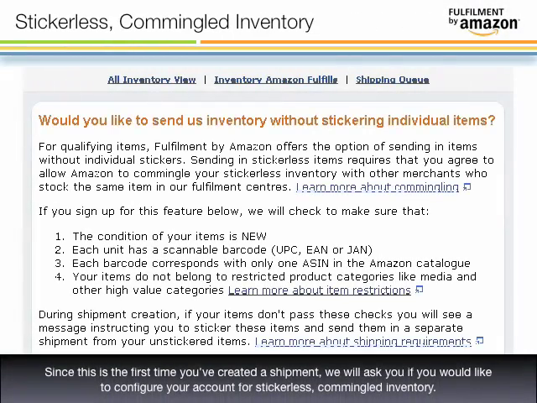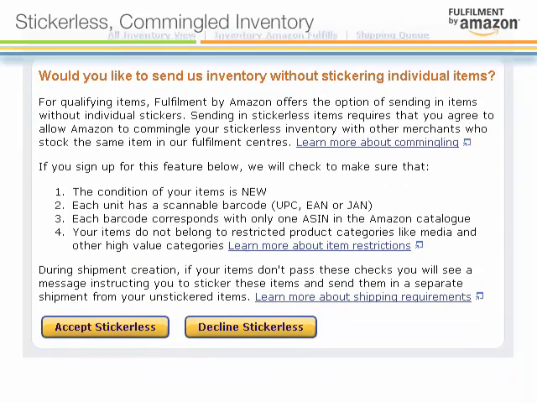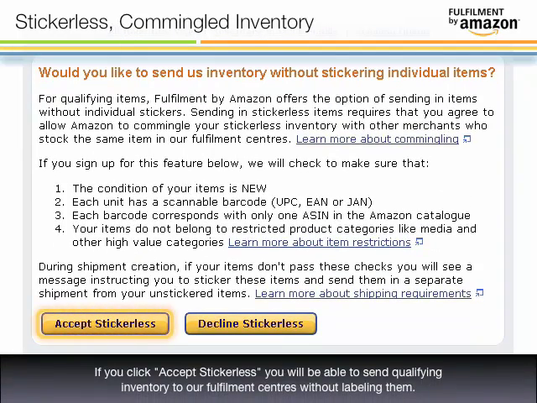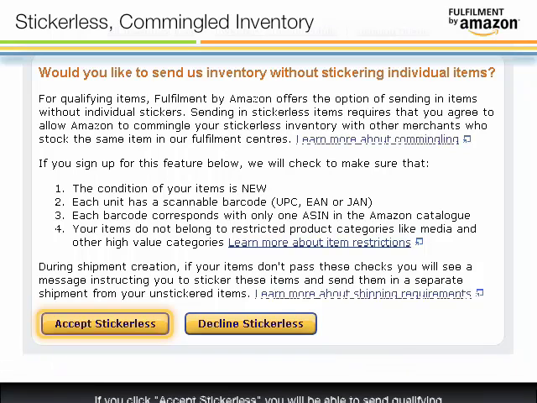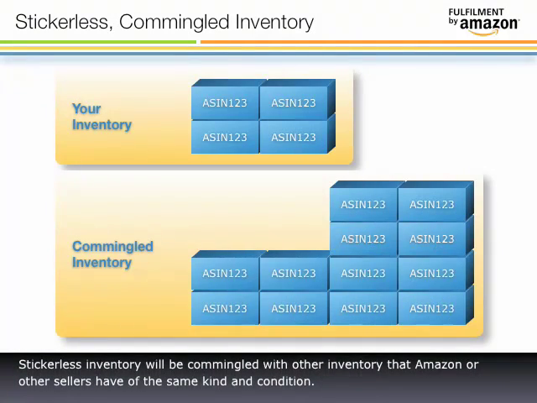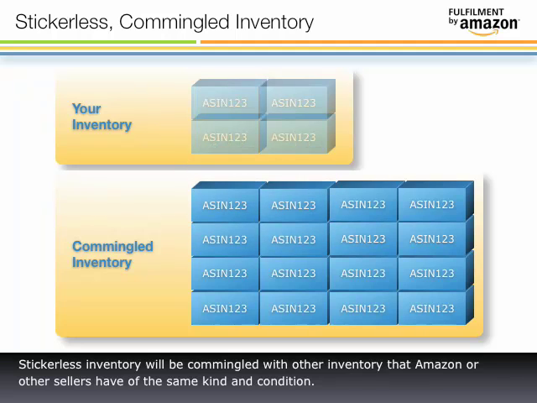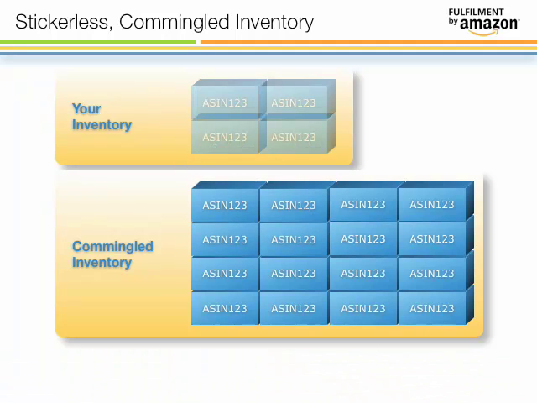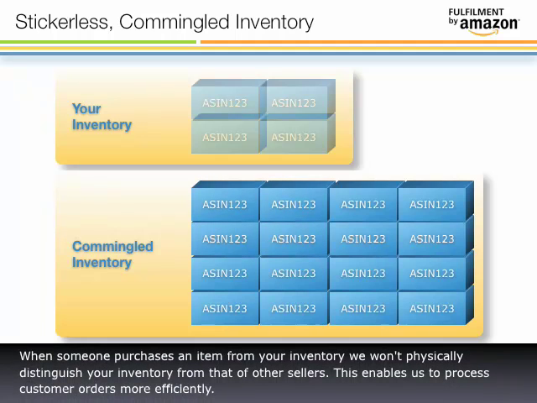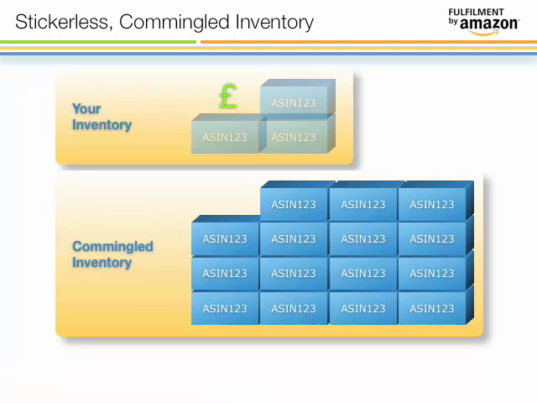Since this is the first time you've created a shipment, we will ask you if you would like to configure your account for stickerless commingled inventory. If you click Accept Stickerless, you will be able to send qualifying inventory to our fulfillment centers without labeling them. Stickerless inventory will be commingled with other inventory that Amazon or other sellers have of the same kind and condition. When someone purchases an item from your inventory, we won't physically distinguish your inventory from that of other sellers. This enables us to process customer orders more efficiently.